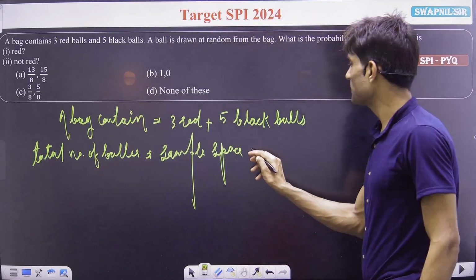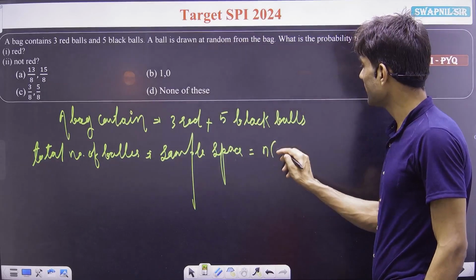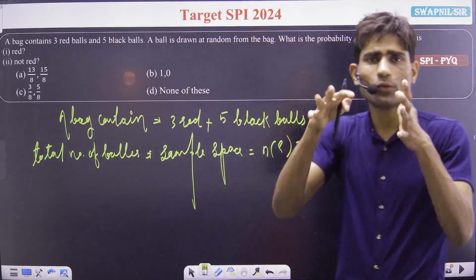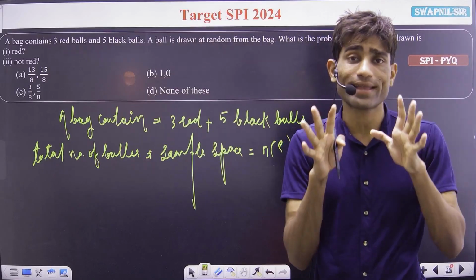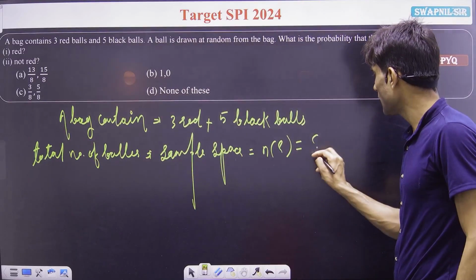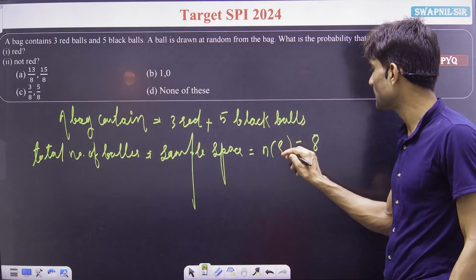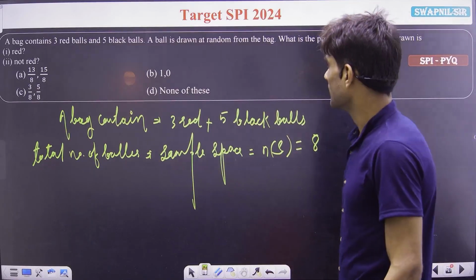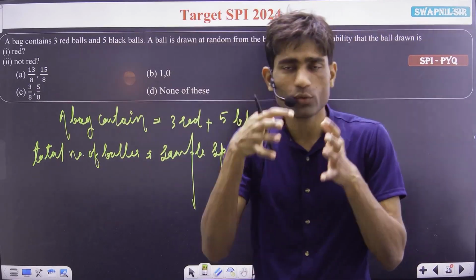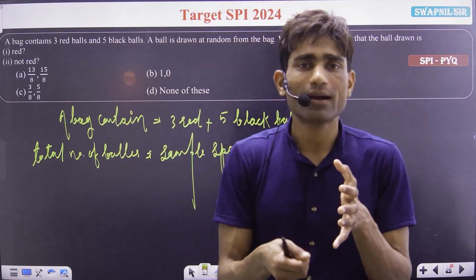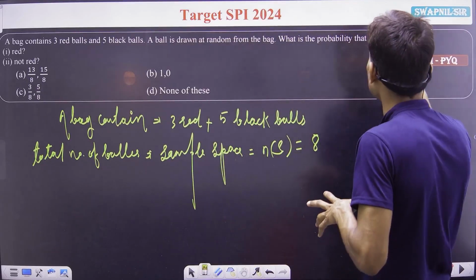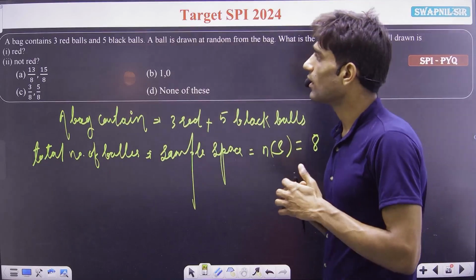The number of elements in the sample space is the total number of balls present in our bag: 3 red and 5 black balls. That means the total number of elements in our sample space is 8. A ball is drawn randomly from the bag, and any one can come. What is the probability that the ball drawn is red or not red?